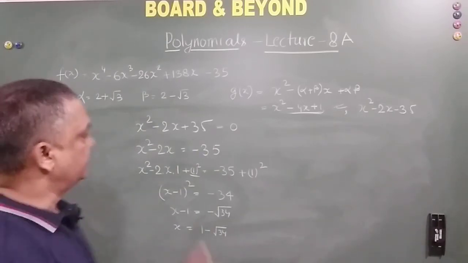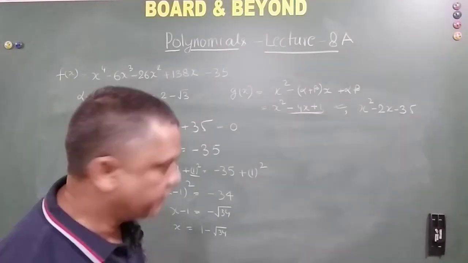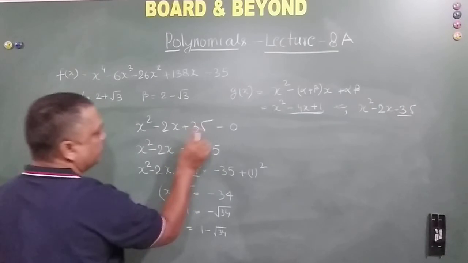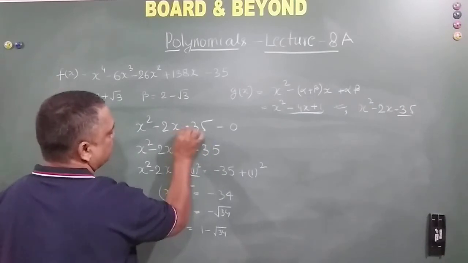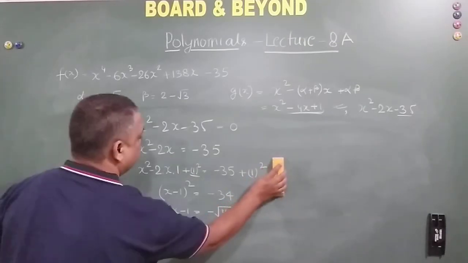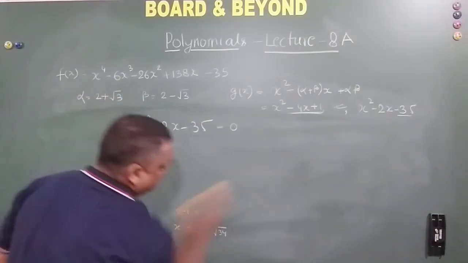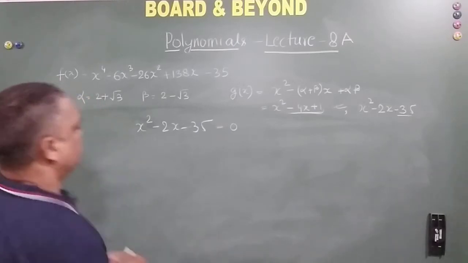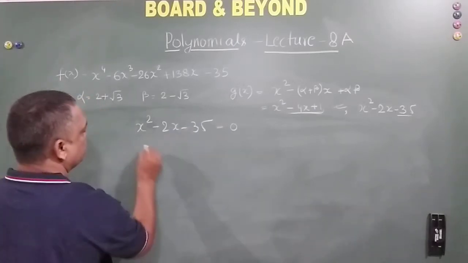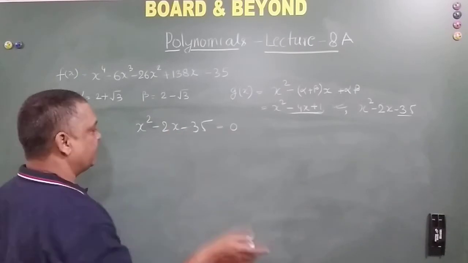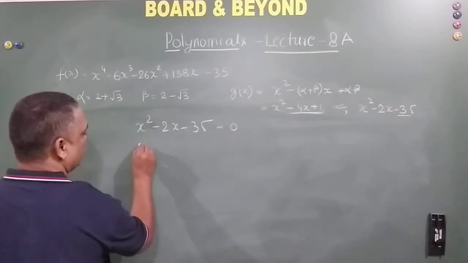Oh, friends, sorry, I apologize. See, this is minus 35. What mistake I have made is, this would be minus 35. Now we will be able to factorize. I am so sorry, I have wasted almost 3 minutes of your time. So friends, now we factorize it. Just a mistake of a plus and minus is actually leading us into trouble.